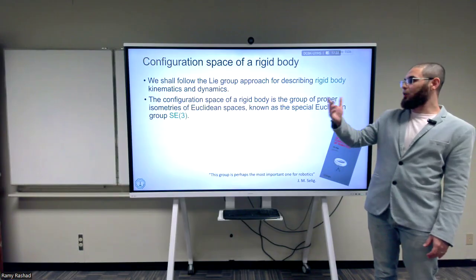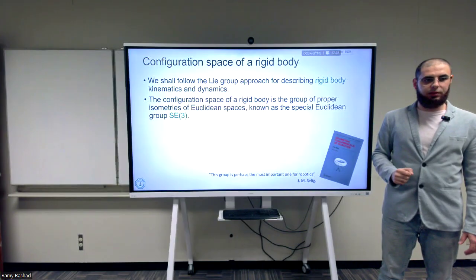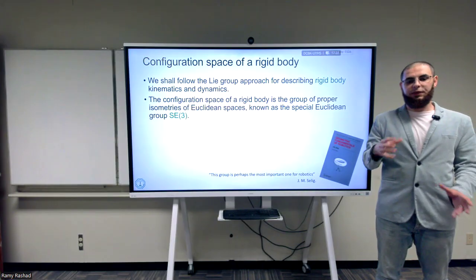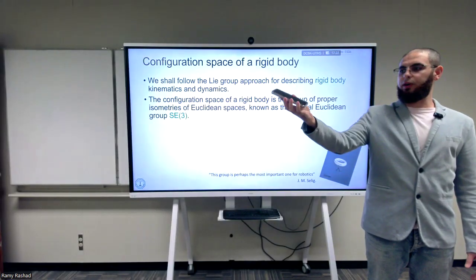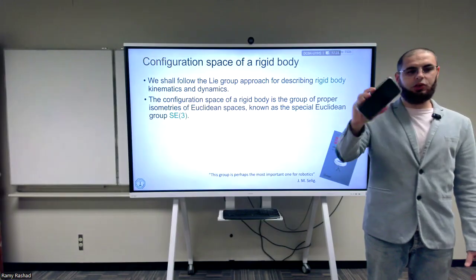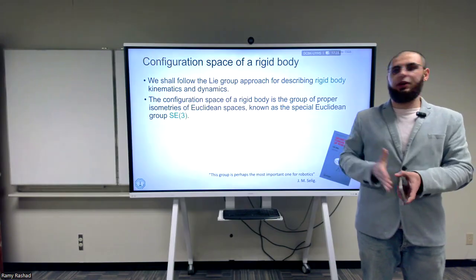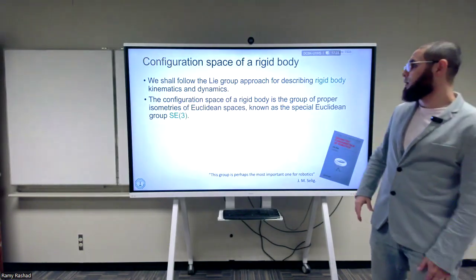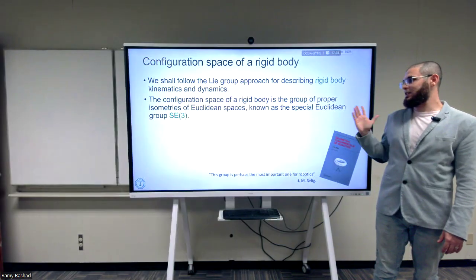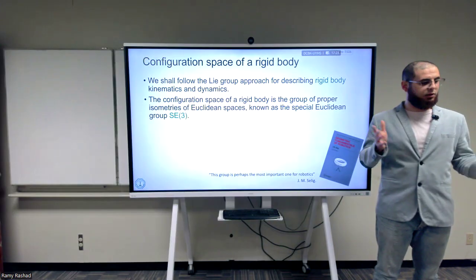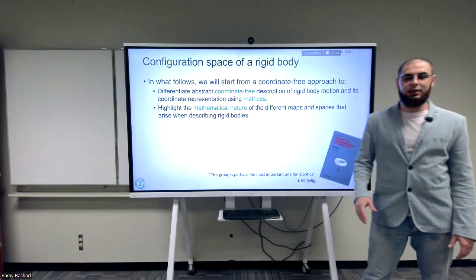SE3 is known as the special Euclidean group, and this will serve as the configuration space of a rigid body. Whenever we want to describe, if I give you one rigid body, for example, imagine this phone, and I tell you this is one configuration of it, this is another configuration, and so on, what is the mathematical object that will incorporate all of these configurations, which is what we call the configuration space? This will be what's known as the group of proper isometries of Euclidean spaces, which is known as the special Euclidean group. Of course, this is still a lot of terminology, but this is hopefully what you should understand at the end of the lecture.